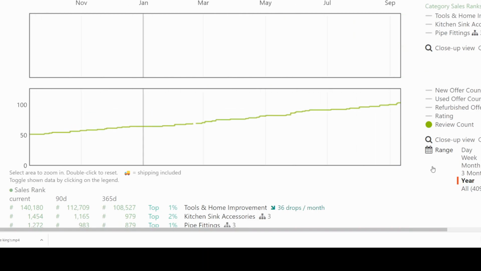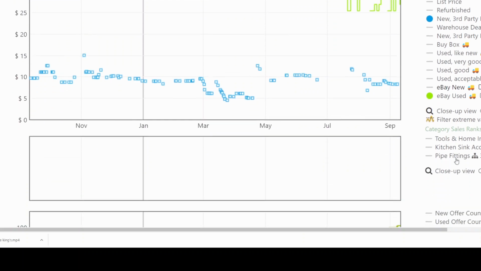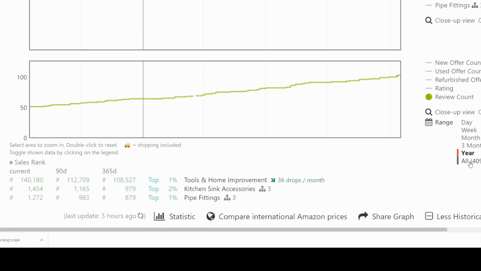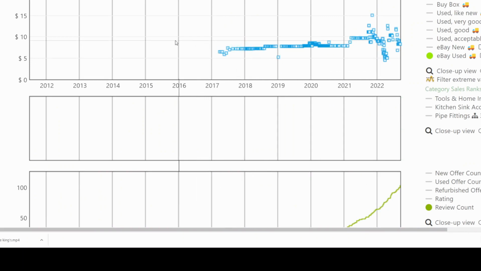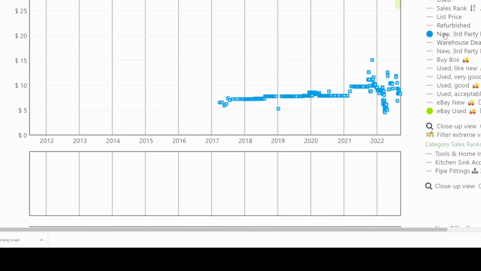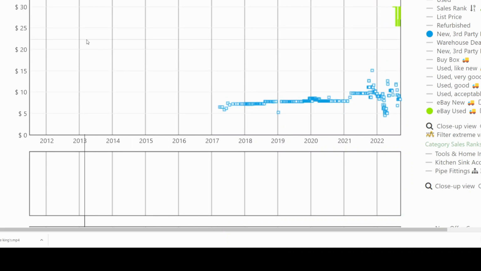And you can see a year's amount of time. And you can see the entire time that this item was tracked. And this one was tracked all the way back to 2017, at least for new third-party offers. There could have been more offers further back in the past.